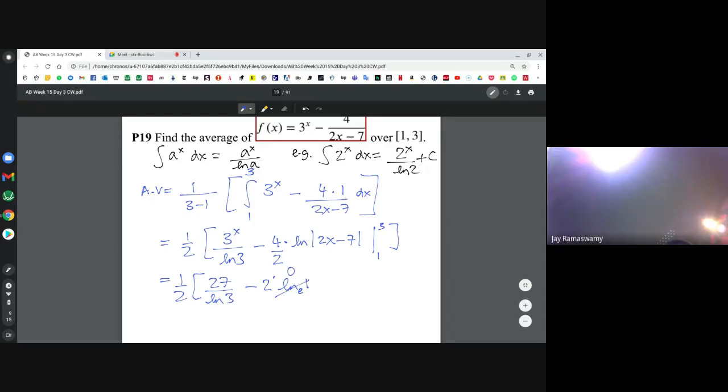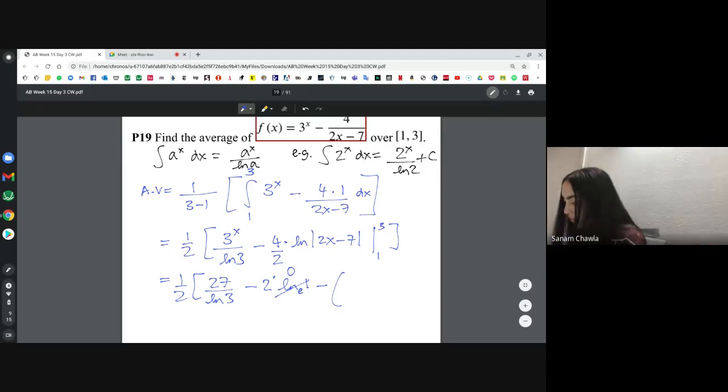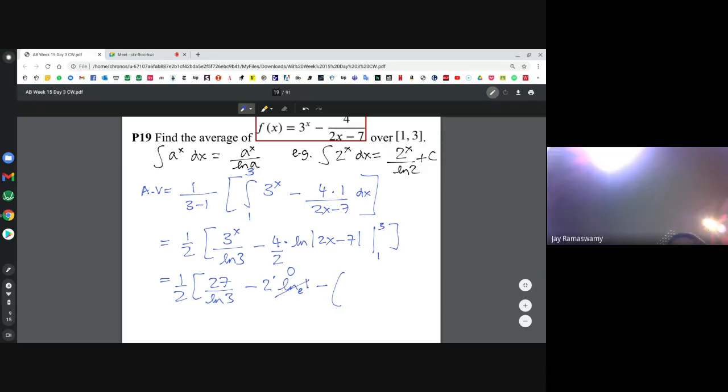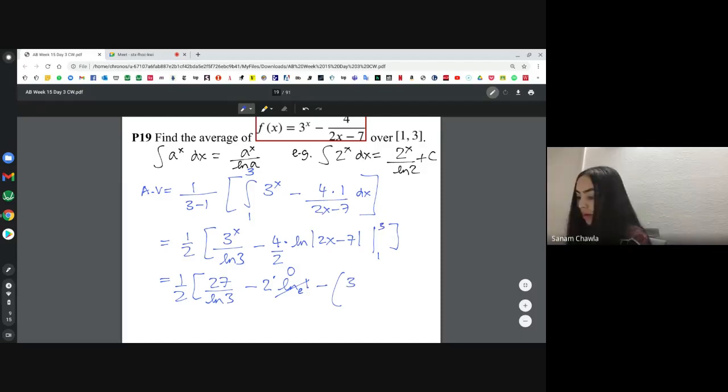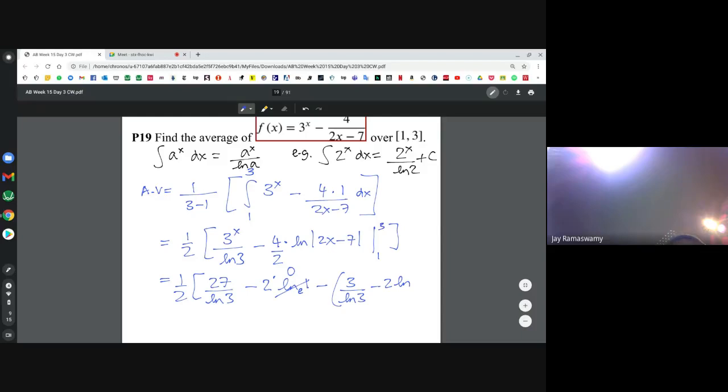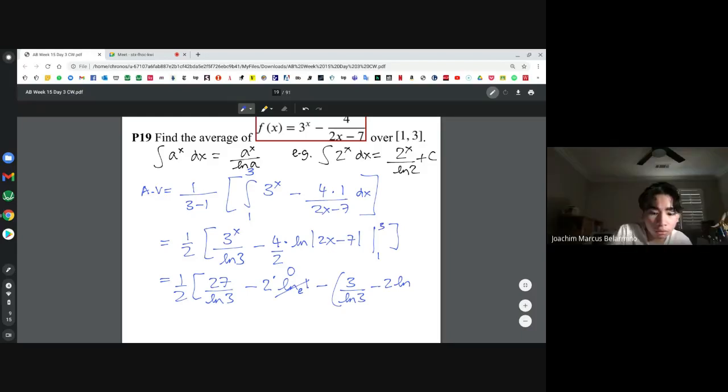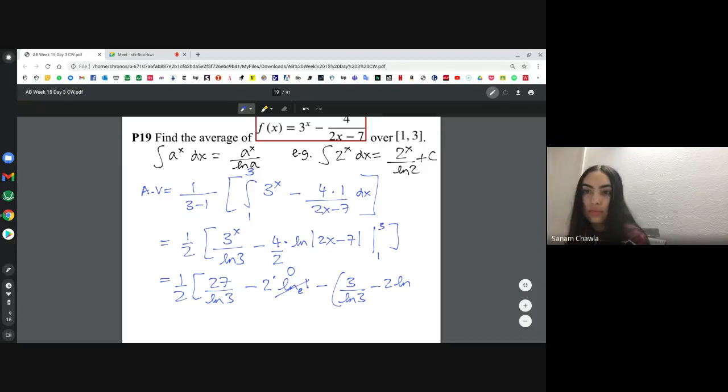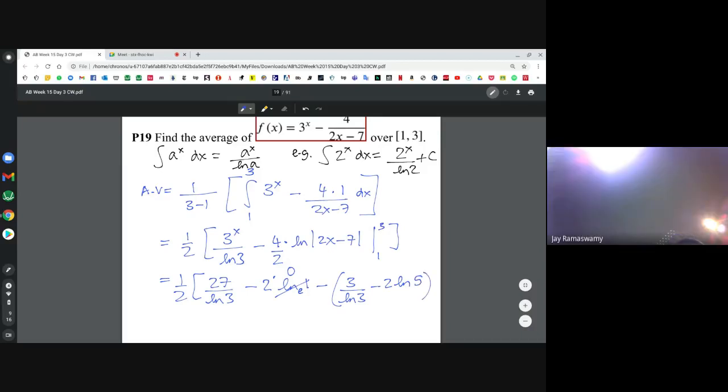So that's 0. Minus parentheses. Okay, now we're plugging in 1 everywhere. 3 to the power of 1 is 3. 3 over ln 3. And minus 2 ln of the absolute value of 2 times 1, 2 minus 7, negative 5. Absolute value, 5. Everybody okay there?